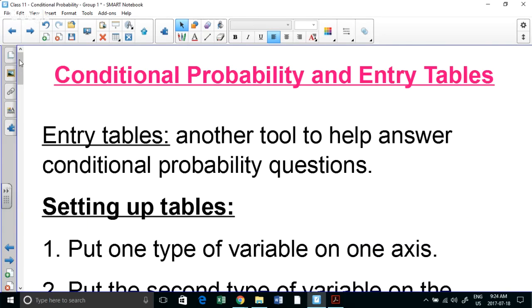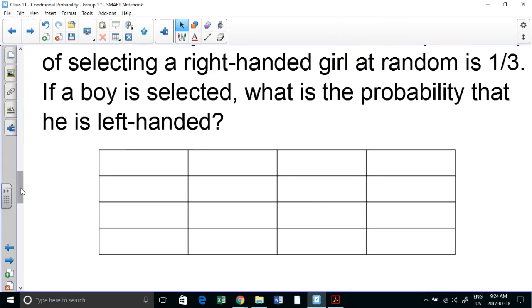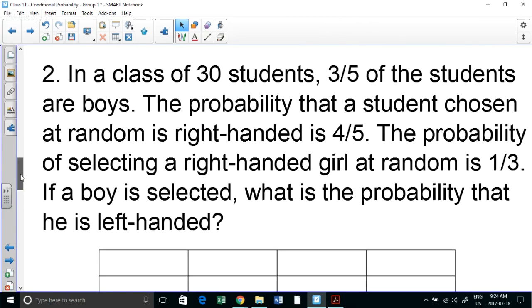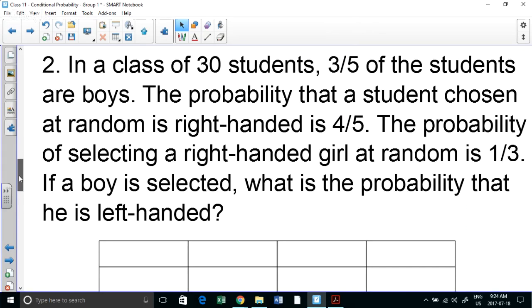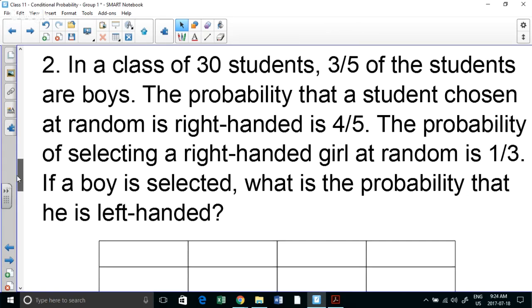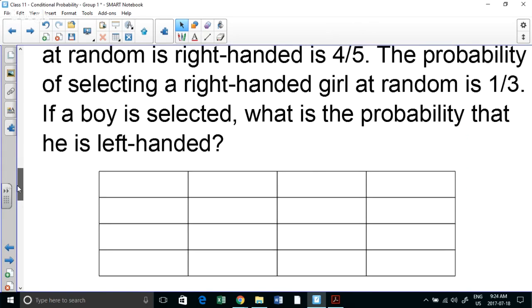Let's do another one. In a class of 30 students, 3/5 are boys. The probability that a student chosen at random is right-handed is 4/5. The probability of selecting a right-handed girl at random is 1/3. If a boy is selected, what is the probability that he is left-handed?